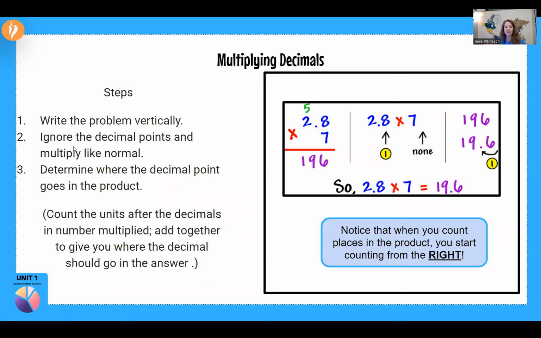So here are your steps. Write the problem vertically, ignore the decimal points, and multiply like you always do. Determine where the decimal point goes in the answer.